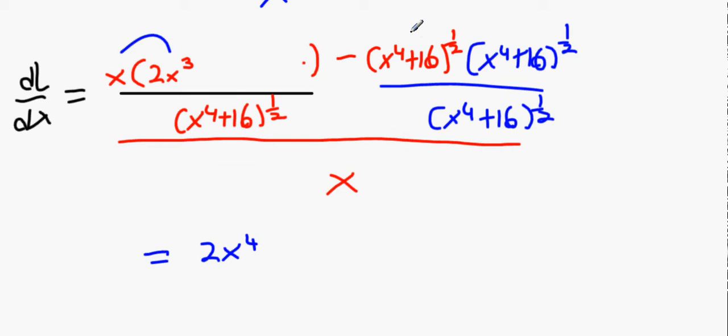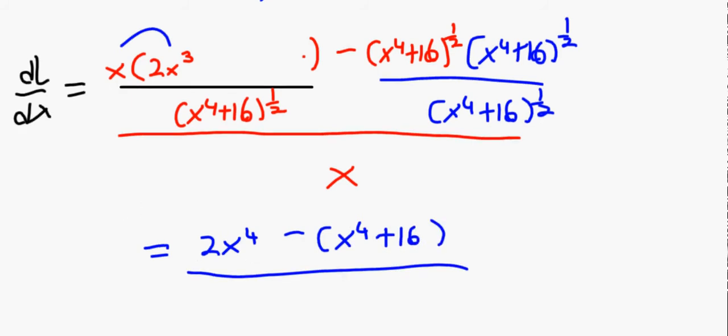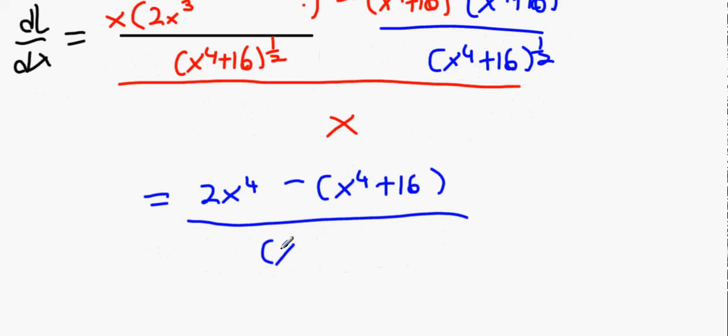Then this one here, when the two of these multiply by each other, they make one of them, so it's going to be x^4 plus 16. And then on the bottom, we're still going to have (x^4 plus 16) to the power of a half, all divided by x.